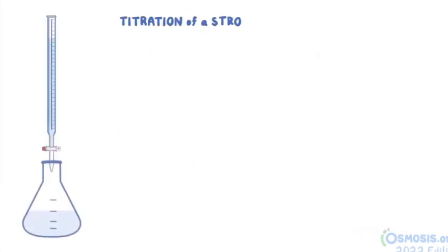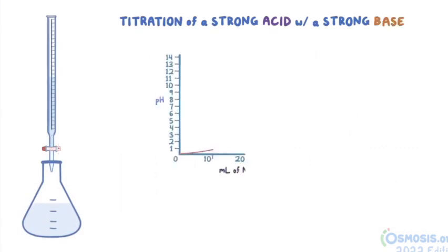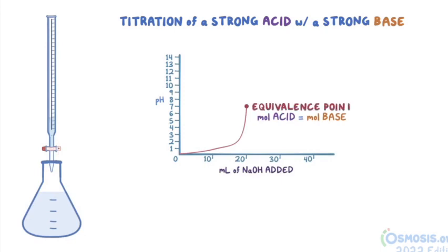Alright, as a quick recap. For the titration of a strong acid with a strong base, initially only the acid is present. As base is added, the pH slowly increases. When the number of moles of acid is equal to the moles of base added, the titration has reached the equivalence point. The titration curve shows us that the pH changes dramatically around the equivalence point. For a strong acid, strong base titration, the equivalence point occurs at a pH of 7.00.